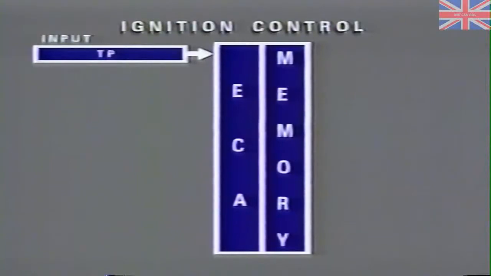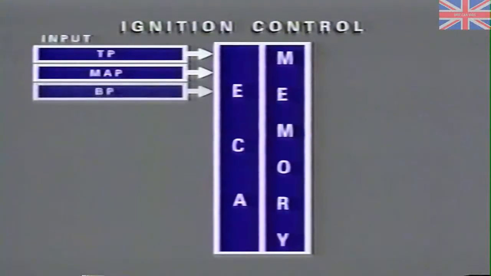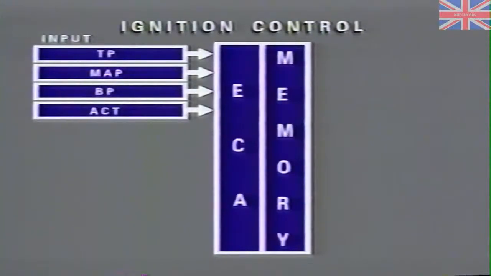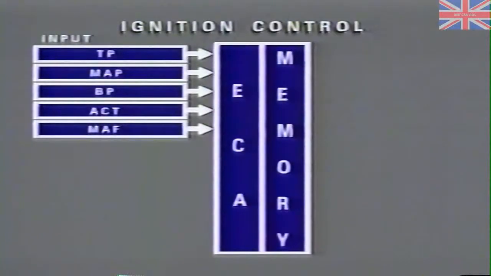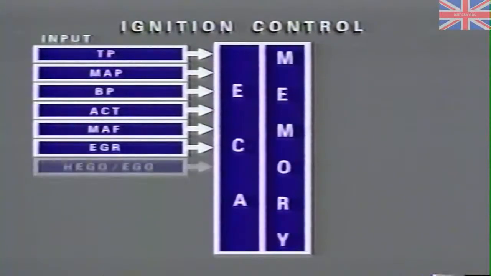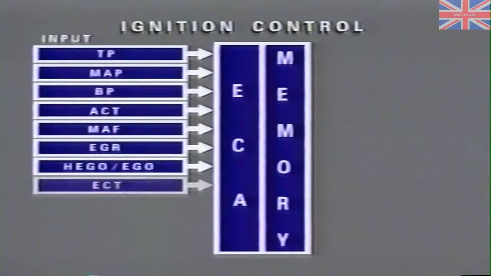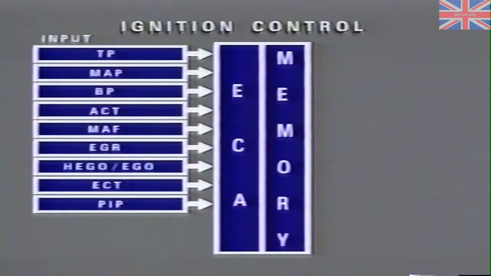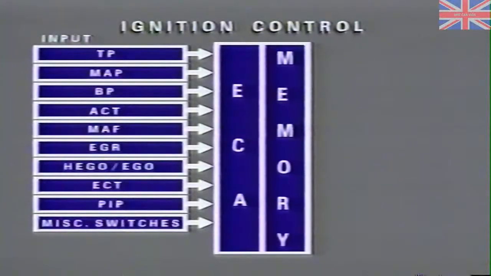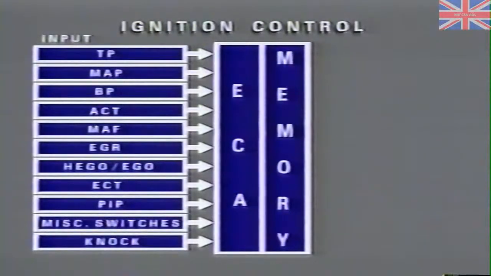The late-model EEC-4 systems incorporate input information supplied from TP, or Throttle Position Sensor, MAP, Manifold Absolute Pressure, or BP, Barometric Pressure Sensor, and ACT, or Air Charge Temperature, MAF, Mass Airflow Sensor, EGR, EGO, or HEGO, Exhaust Gas Oxygen Sensor, or Heated Exhaust Gas Oxygen Sensor, ECT, Engine Coolant Sensor, PIP, Profile Ignition Pickup, a signal from the engine's distributor for RPM and cylinder position, a series of miscellaneous switches, including transmission switch, power steering switch, AC switch, etc. and some vehicles use a knock sensor.